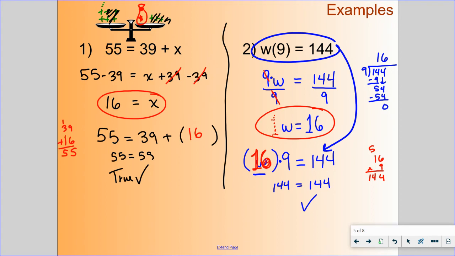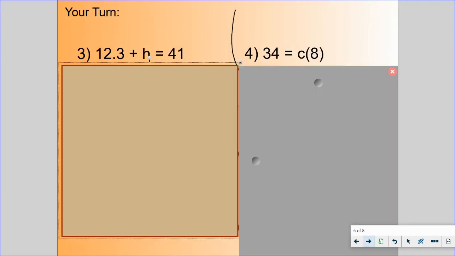All right, your turn, ladies and gents. Go ahead and pause, rewind if you need. But what I'd ask you to do right now is solve numbers 3 and 4, examples 3 and 4, and come on back. Pause your video, solve them, come on back when you are ready.